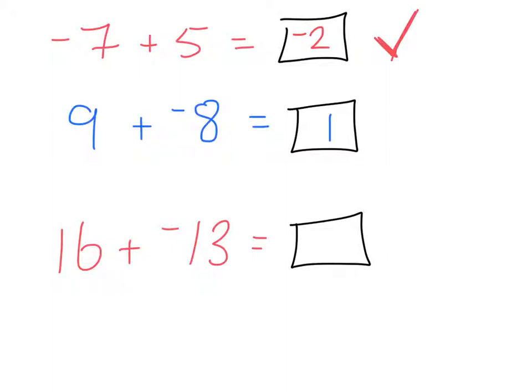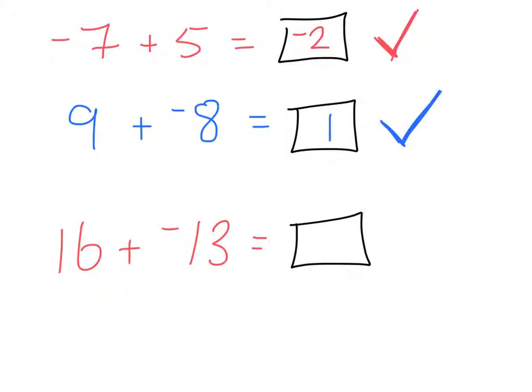Remember, the absolute value of positive 9 is 9, and the absolute value of negative 8 is 8. So which one is greater? That'd be 9. So the answer is going to be positive. So the answer is going to be just a positive 1. So 9 plus a negative 8 is equal to positive 1.